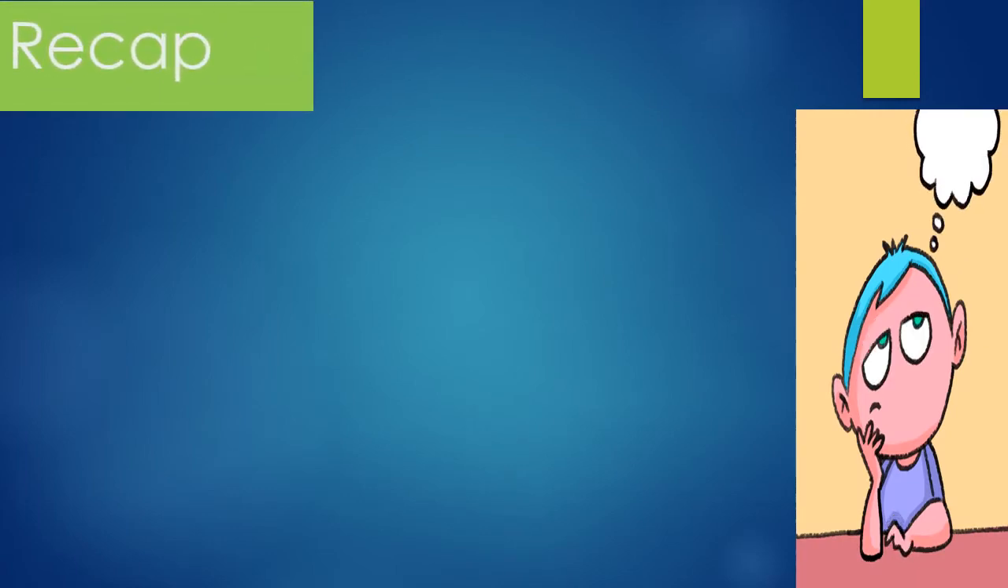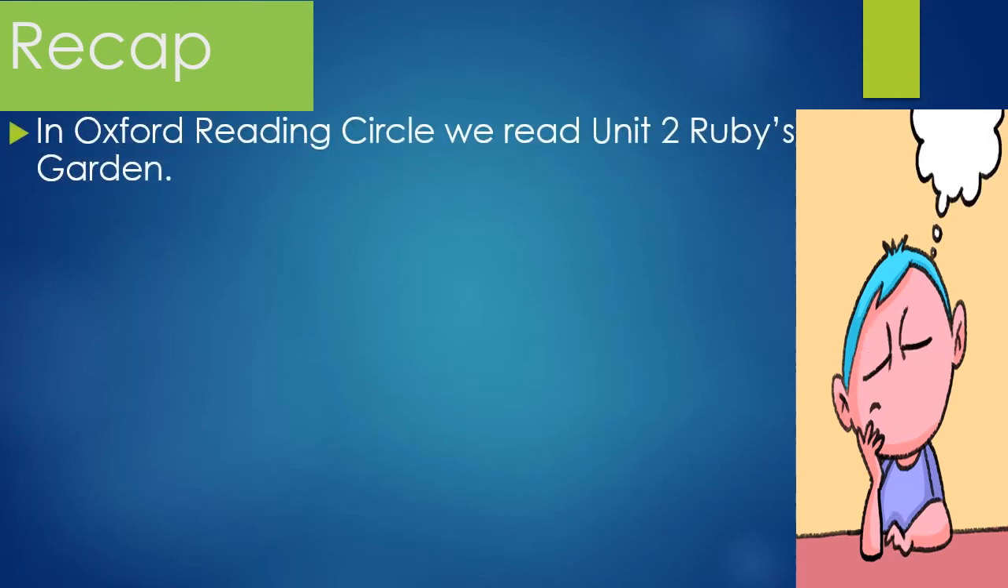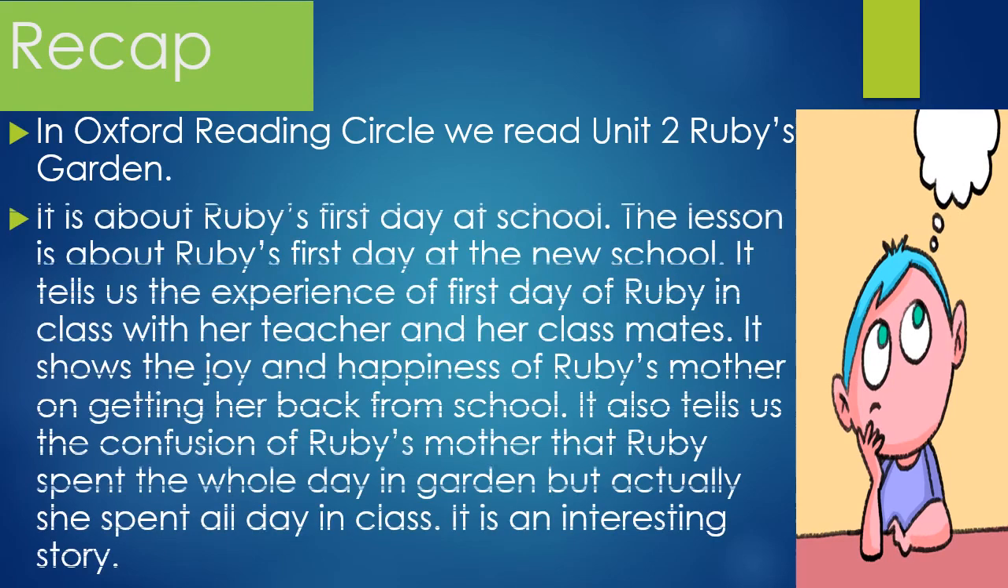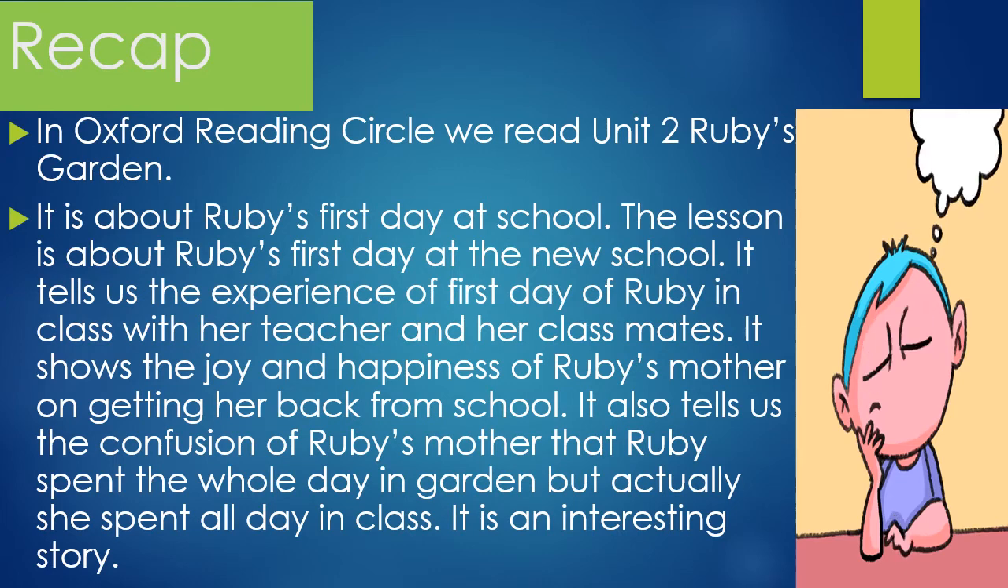In recap of the previous lecture, as you know, we have read Unit 2, Ruby's Garden in Oxford Reading Circle book in last lecture. I'll summarize it to you to recall the story. Ruby's Garden. It is about Ruby's first day at school. The lesson is about Ruby's first day at the new school. It tells us the experience of first day of Ruby in class with her teacher and her classmates.